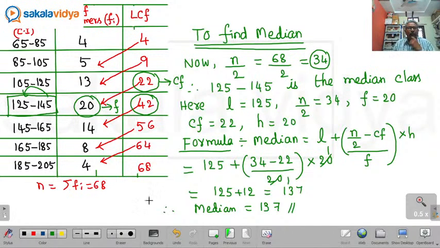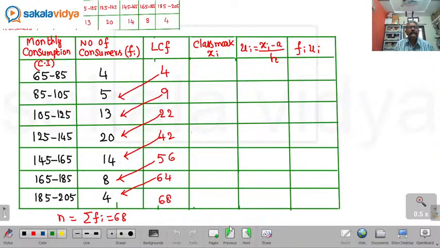Okay. Go back. Previous. Now we need to fill this one to find out the mean. To find out the mean, what shall we do now here?